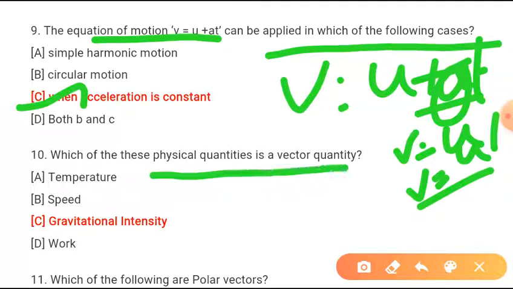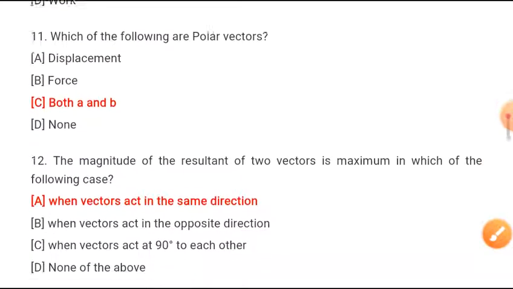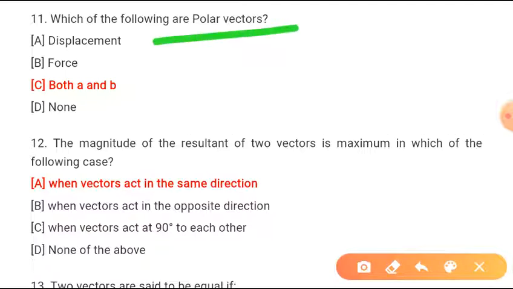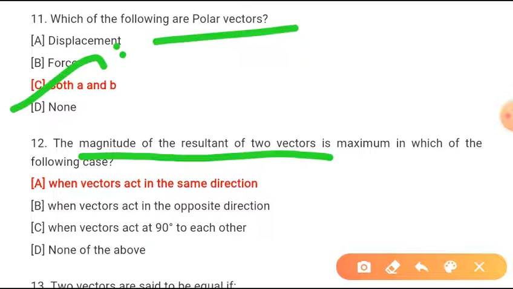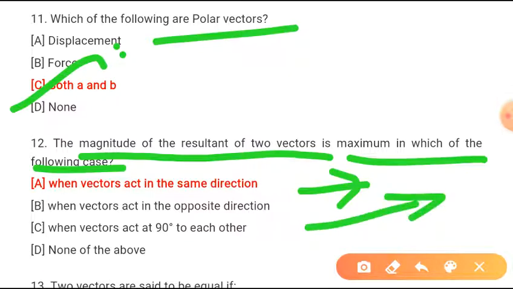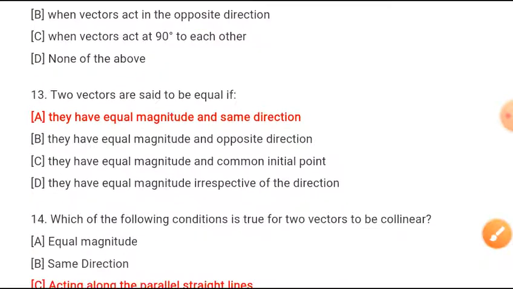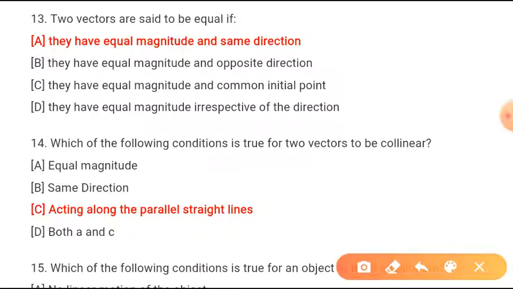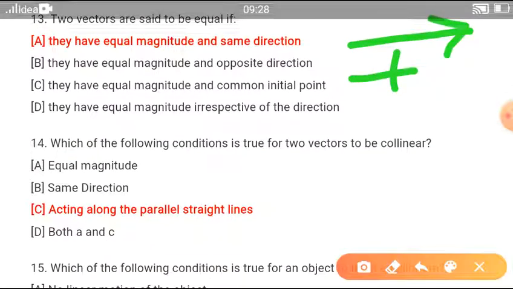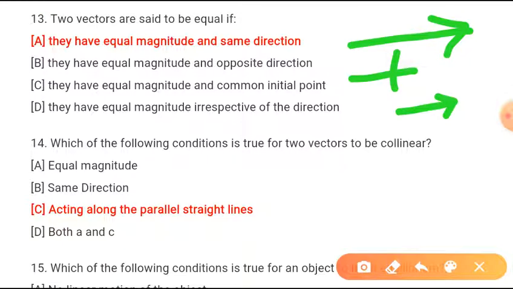Which of the physical quantities is a vector quantity? Gravitational intensity. Which of the following are polar vectors? Both A and B, meaning displacement and force together are known as polar vectors. The magnitude of the resultant of two vectors is maximum in which of the following cases? When both vectors act in the same direction. Two vectors are said to be equal if they have the same magnitude and same direction.